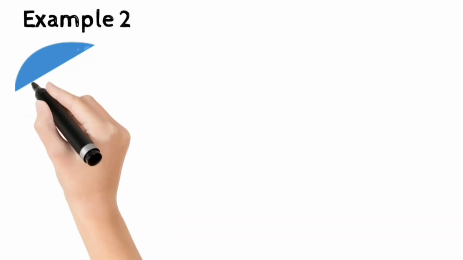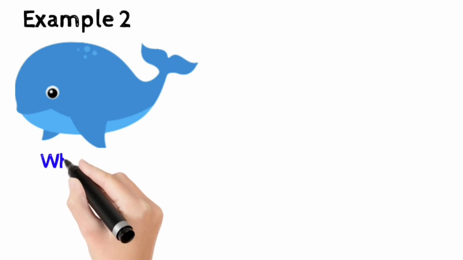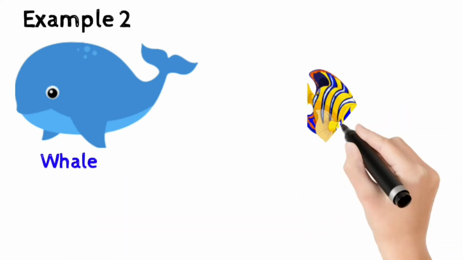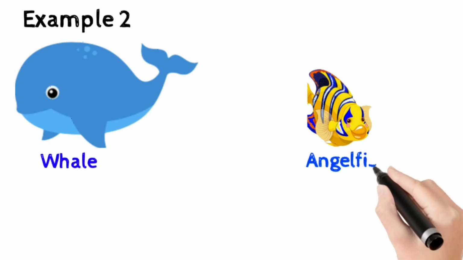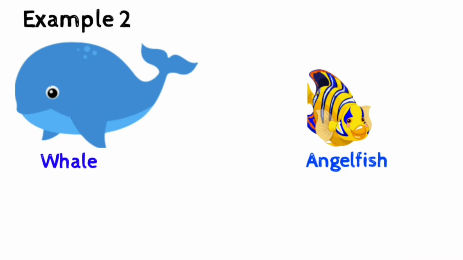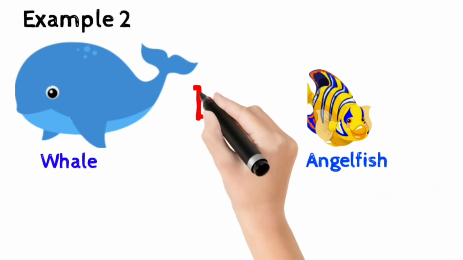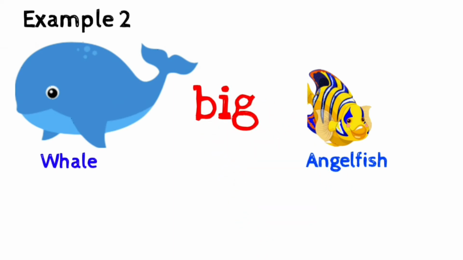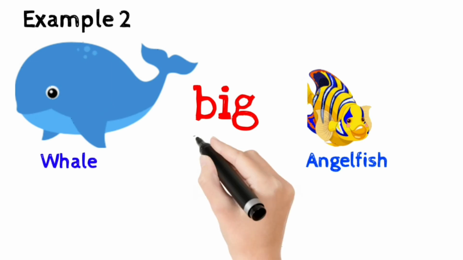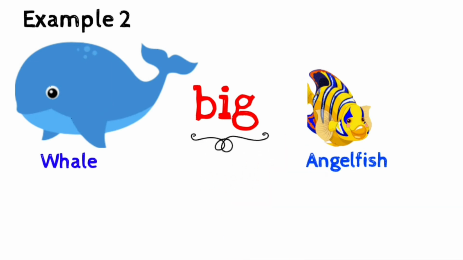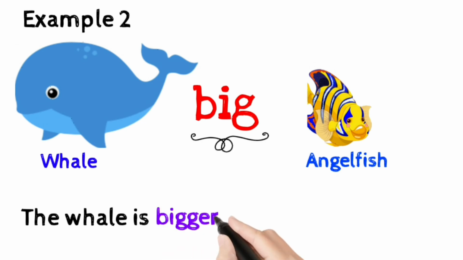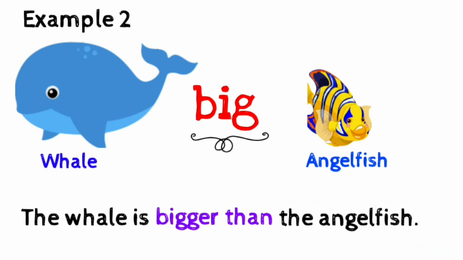Example 2. We have a whale and we also have an angelfish. Now let's compare these two sea creatures with the adjective big. For this adjective, you have to use the special rule number 1, CVC. Can you guess the answer? That's right. The whale is bigger than the angelfish.